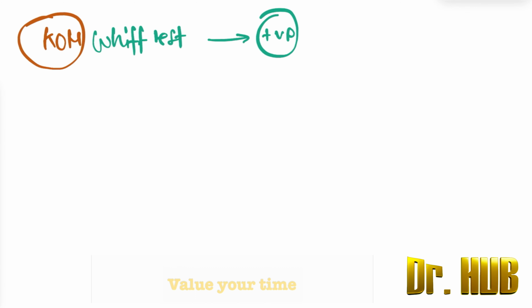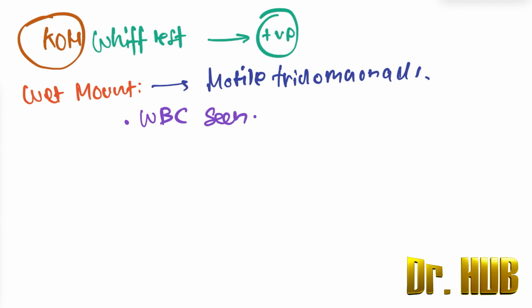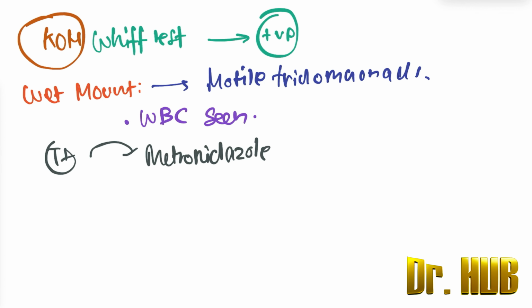And what about the wet mount? The wet mount shows motile trichomonads, and WBCs are also seen. Then we move on to the treatment of Trichomonas vaginalis. Here, we give metronidazole, and you treat the partner also.